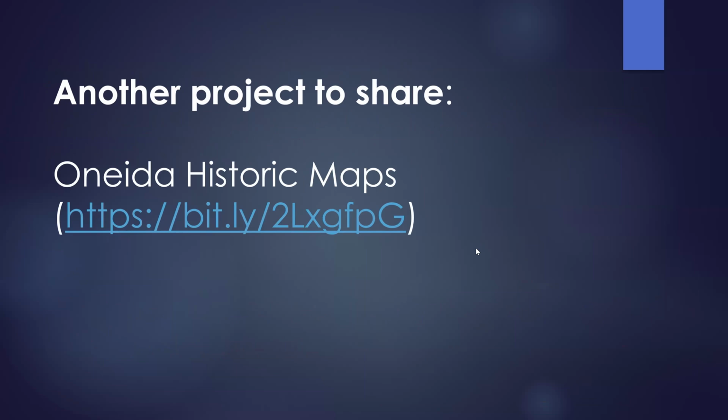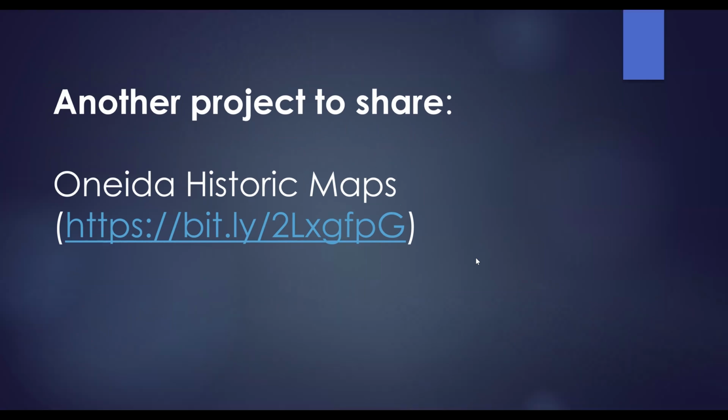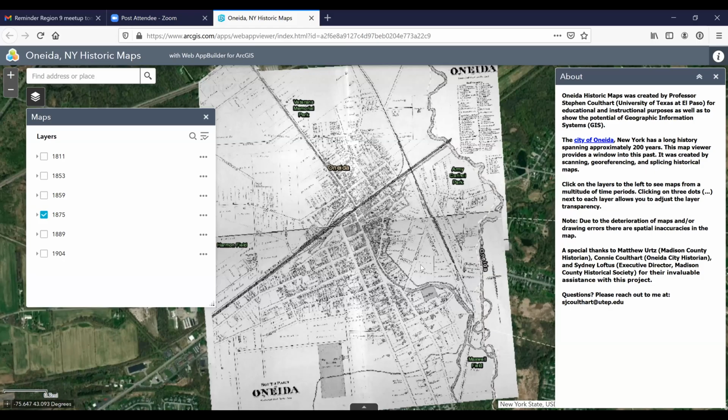But Matt, are you able to see the image of the map right now? Or are you still back at the PowerPoint? We're still on the PowerPoint. You're still on the PowerPoint? Oneida historic maps. All right. Click on the link. Well, let's see. No. So can you see it now? Yeah, now we got it.